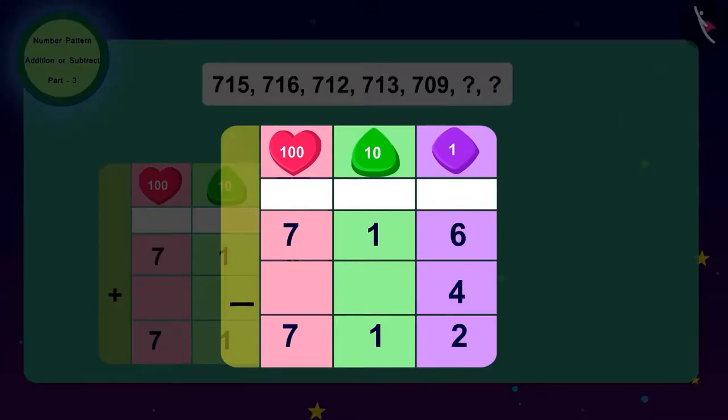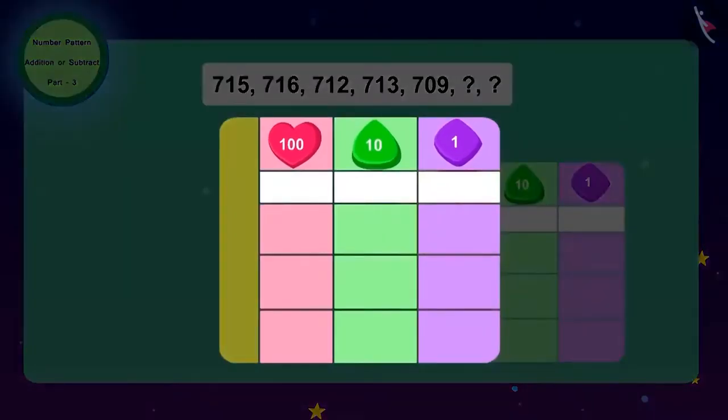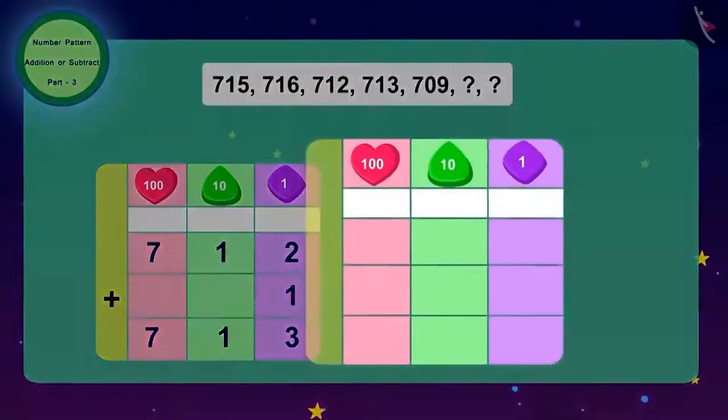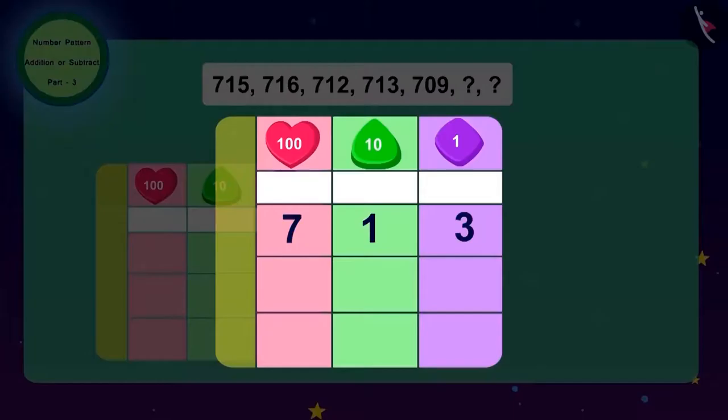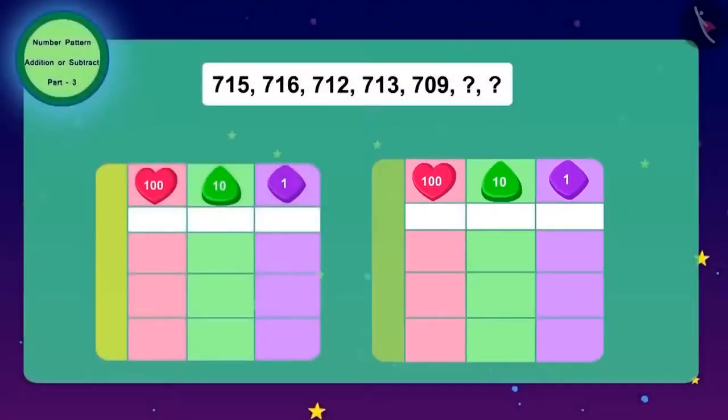Absolutely correct. Now let's look at the numbers after this. What do we have to do to get 713 from 712? We need to add 1. And what do we have to do to go from 713 to 709? We will have to subtract 4. Likewise, to get the pattern of this code, we will have to first add 1. And then to get the next number, we will have to subtract 4. And this has to be repeated.